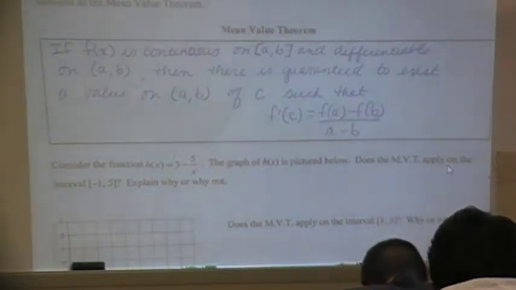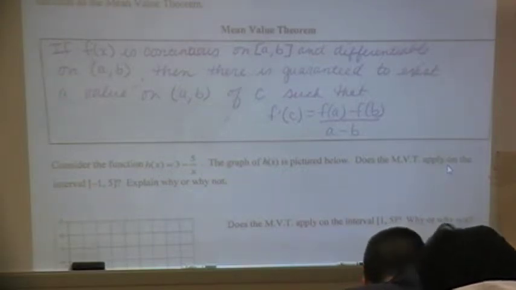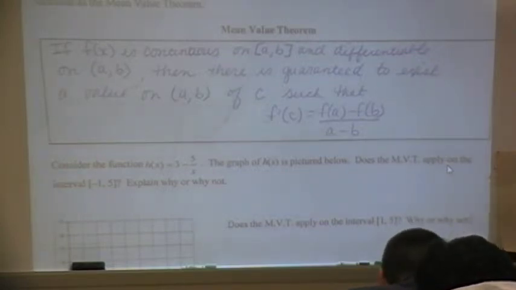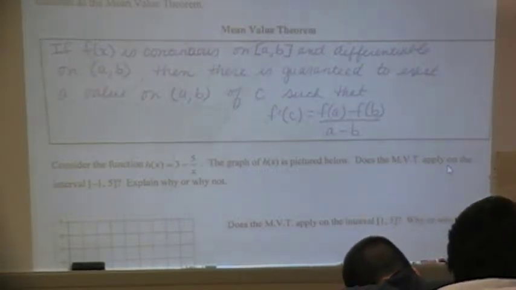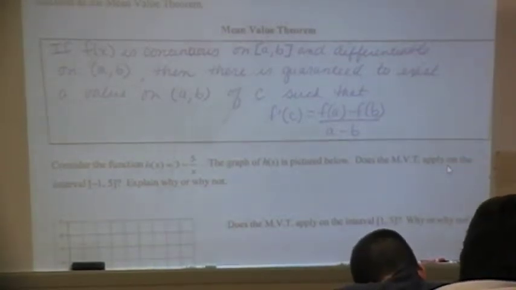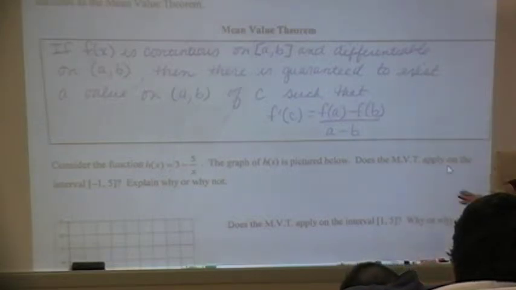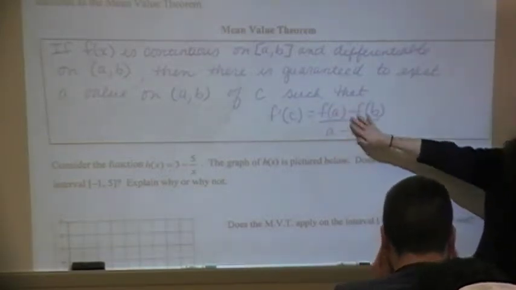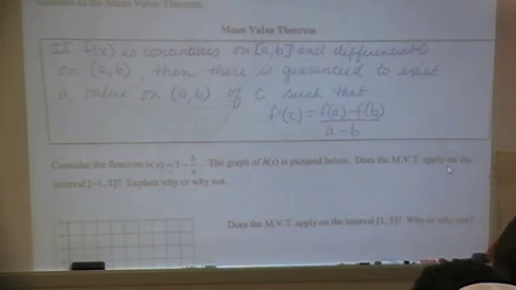Okay, so the mean value theorem says if f of x is continuous on the closed interval a to b and differentiable on the open interval a to b, then there is guaranteed to exist a value c on the interval such that the derivative, or the instantaneous rate of change, equals the average rate of change. Remember that's what we did at the very beginning. This, which is just the slope formula, represents average rate of change. The derivative is instantaneous rate of change.